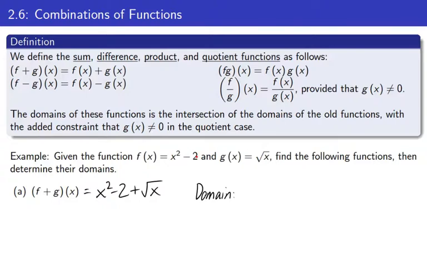x squared minus 2 is defined everywhere because there's no square root, no zeros in the denominator. g of x, however, is the square root of x, and it is not. In particular, x cannot be negative, meaning the domain of that one is bracket 0 to infinity, and that carries over to the whole final answer.